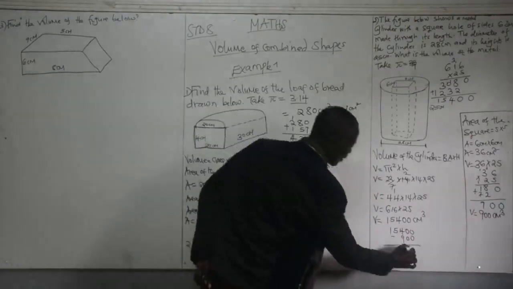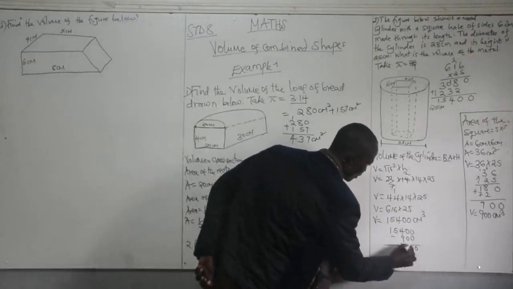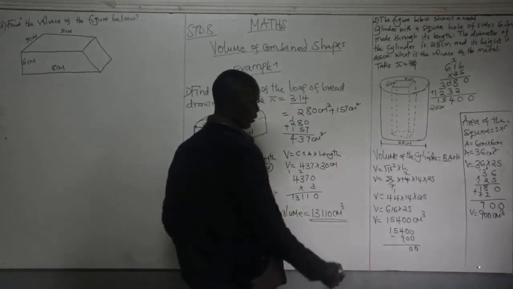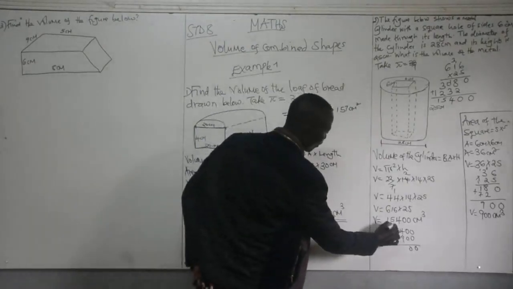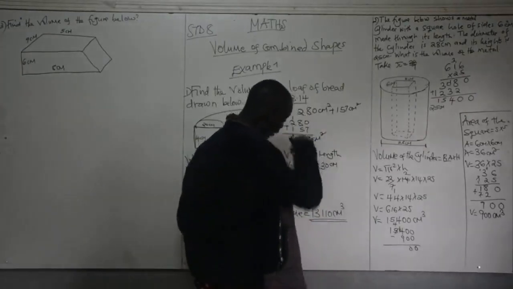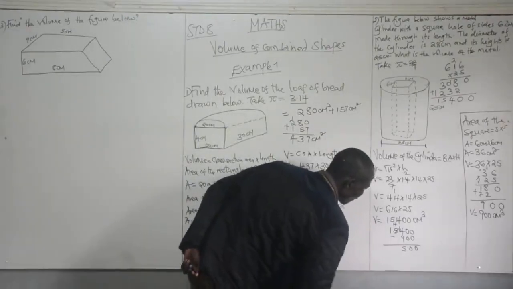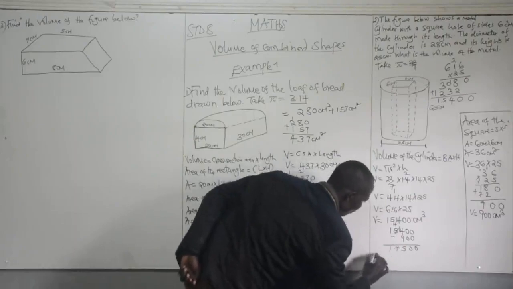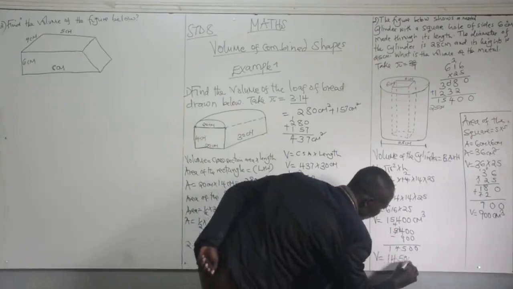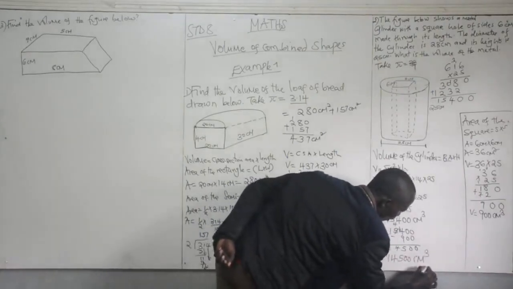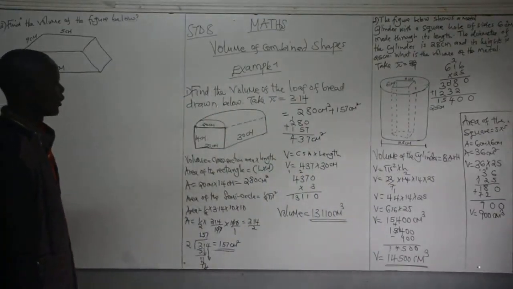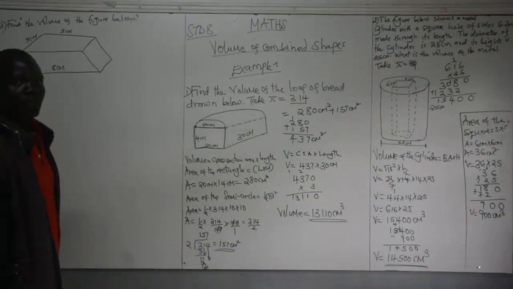So we have 0 take away 0 is 0. 0 take away 0 again is 0. This is 4 take away 9. Borrow 1 from this 5 to remain with the 4 to make it 14. That we say 14 take away 9, you get what? You get 5. You write 5. Then this is 4. Then this is 1. So we have the volume of the metal as 14,500 cubic centimeters.